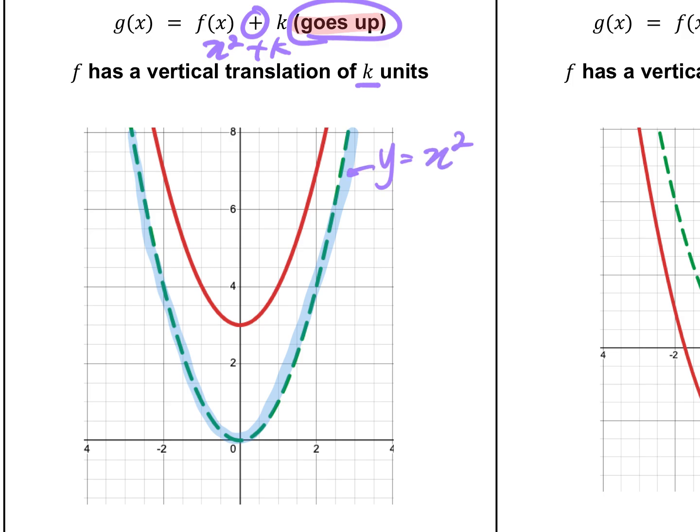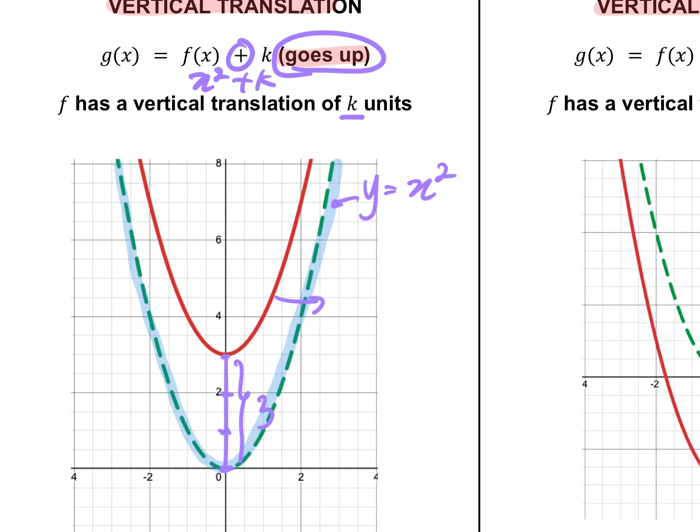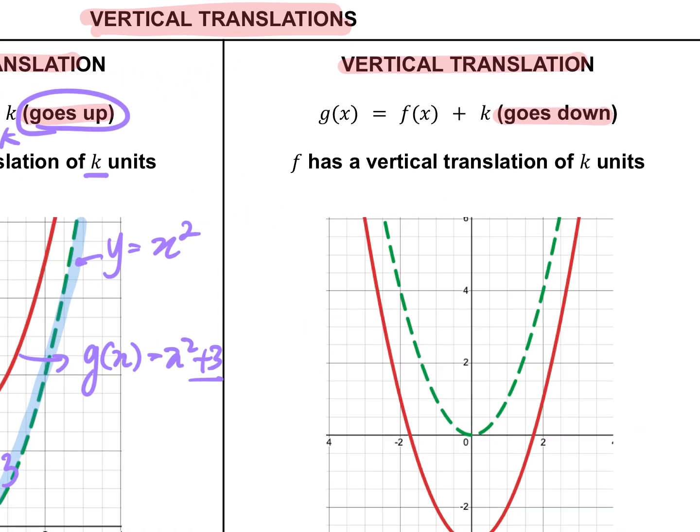Now, if I translate that by k units, in this case, I have 3 units from 0 to here. That's 3 units: 0, 1, 2, and 3. So my new function, I don't call it f(x), we call it g(x) = x² + 3. So it shifted up 3 units from 0. Okay, let's look at the other one.